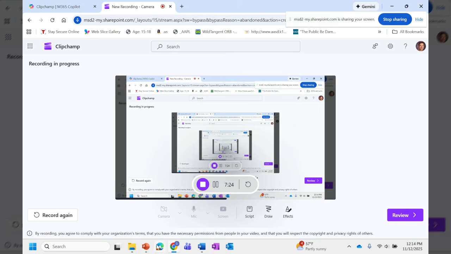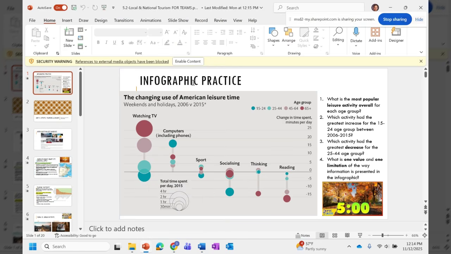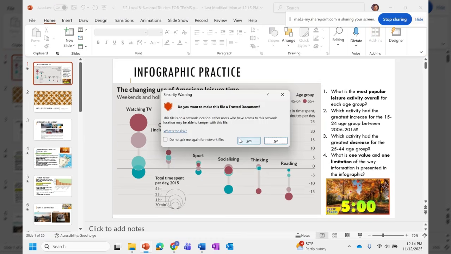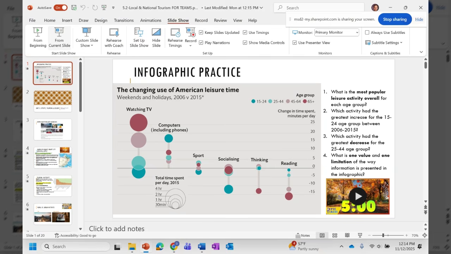All right, so anyhow, I will get out of 5.1. 5.2 was looking at specific issues of local and national tourism. Did some infographic practice when we started that off.